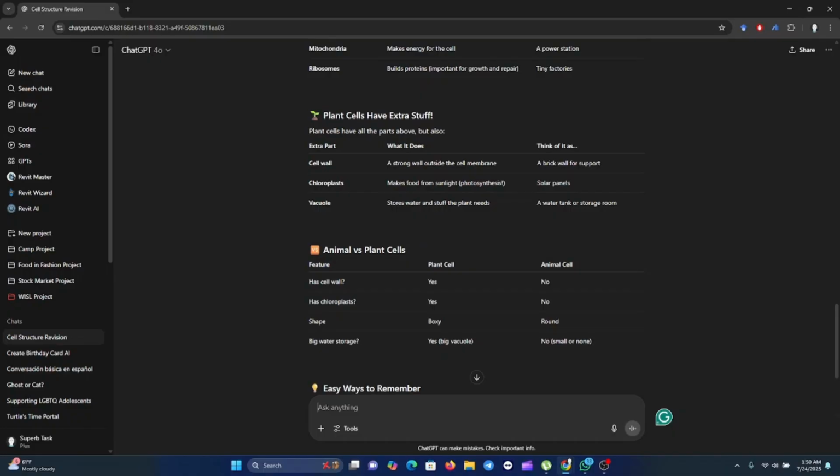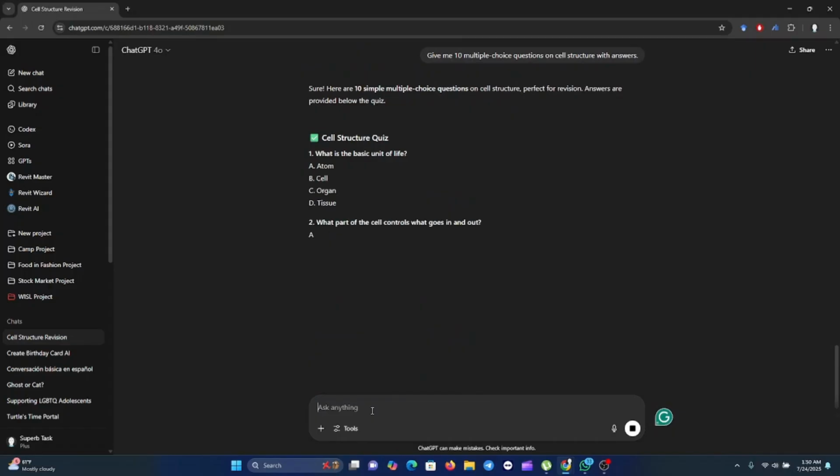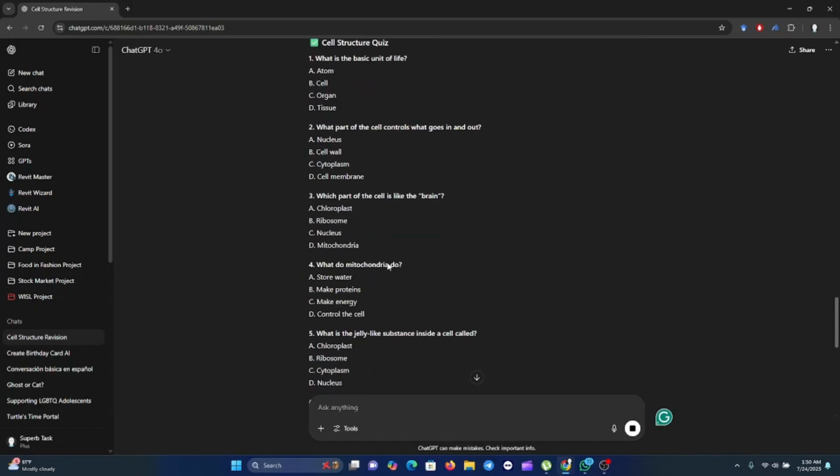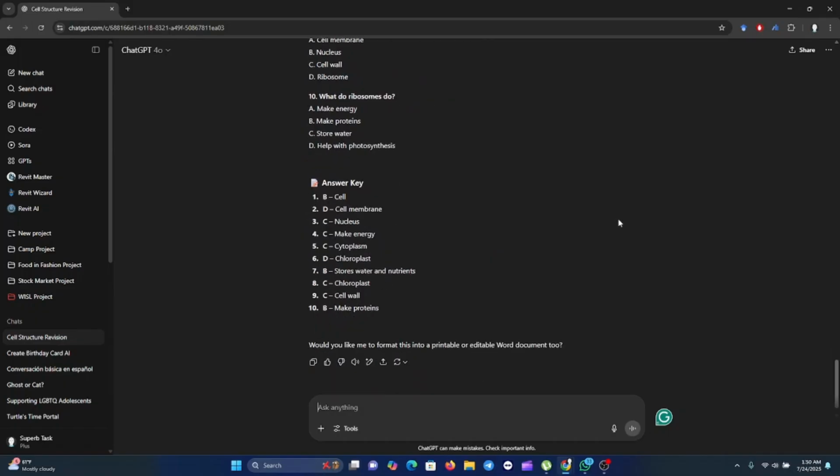So you can even request ChatGPT to generate practice questions when you're studying to make sure that you can test yourself and see your capability. So look at that. You give it a prompt: give me 10 multiple choice questions on cell structure with answers. Look at that. So it has given you the questions. So you can answer these questions and compare the answers. The answers are down here. So look at that. Now that you've got your own quizzes, you can even ask it to remove the answers so that you can test yourself, or say make the questions harder, and it will raise the difficulty level.